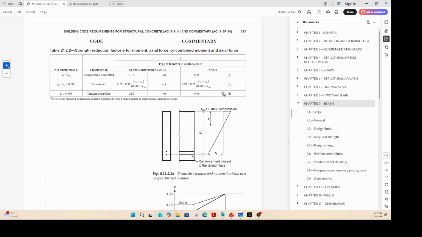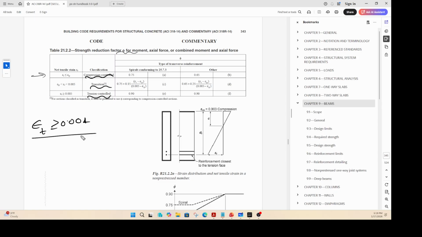Correct. So there is a table for strength reduction factor based on the strain in steel, tension steel. You will either be in a compression controlled region, transition region, or a tension controlled region. For beams, you are only allowed to be in a region where epsilon T is greater than or equal to 0.004. Okay, anything 0.004 or greater.